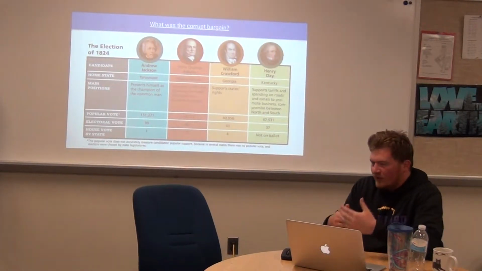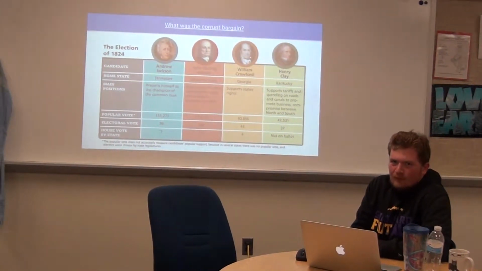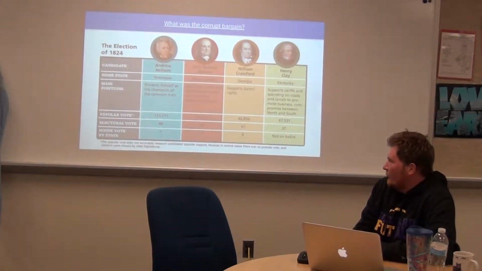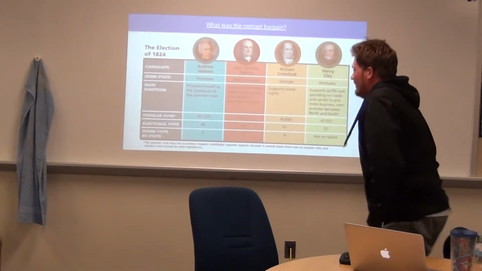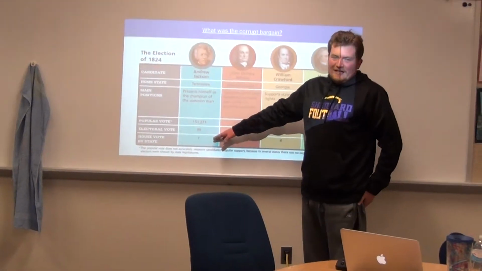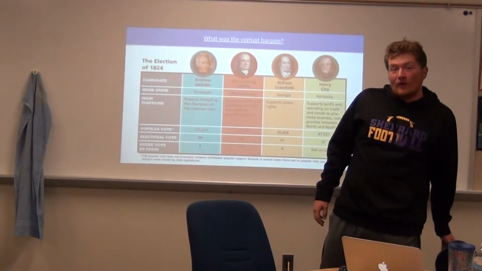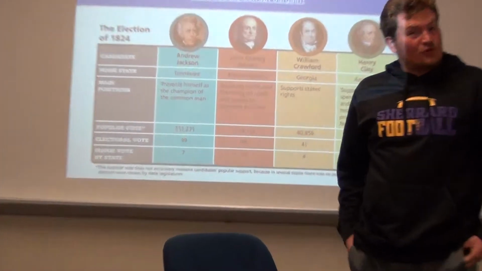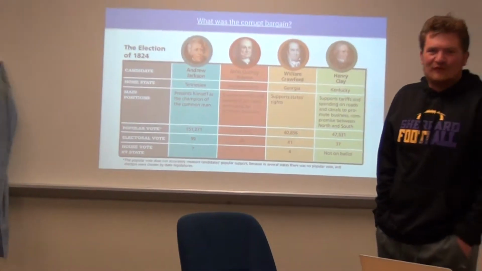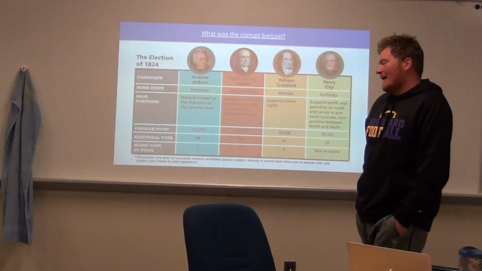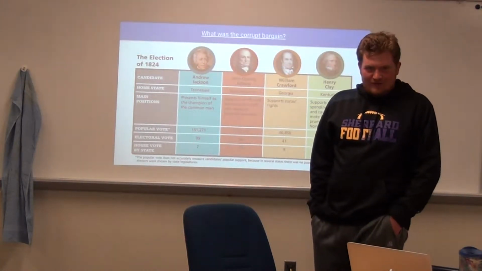So briefly recapping what we left off with last week, corrupt bargain. Corrupt bargain is another name for the election of 1824. In this election, Andrew Jackson had the most votes. He had 99 electoral votes, but he did not win the presidency. According to the 12th Amendment, the candidate with the majority of votes is selected as president. And 99 was not a majority. It was not 51%. So, by rule of the 12th Amendment, the presidency would go to the House of Representatives.